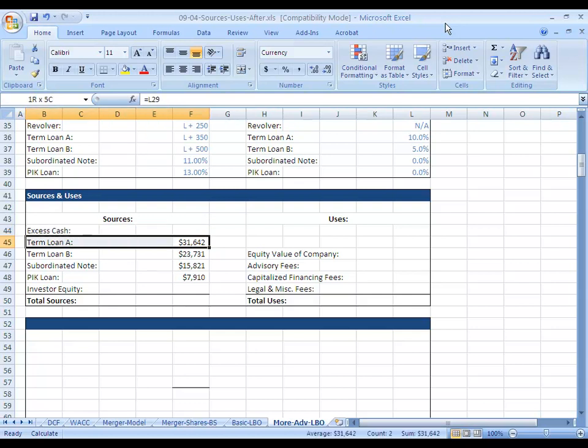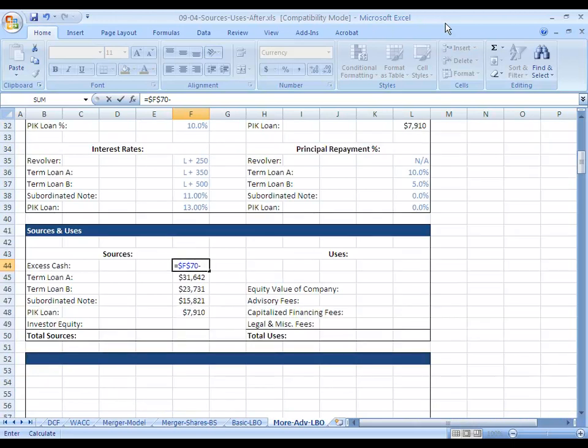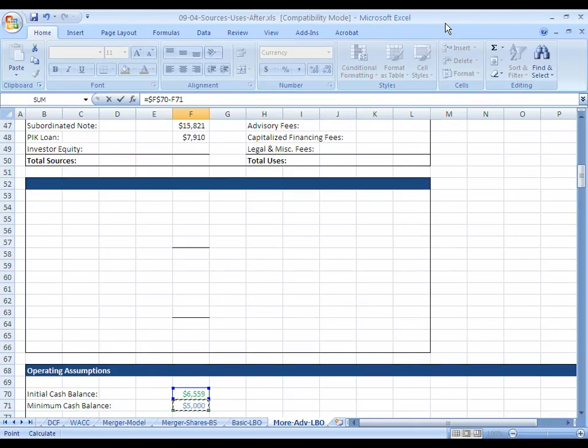And remember that with the debt as well, these are all the company's responsibility to repay. So it's not really that unusual. We're just assuming that they have a responsibility to repay debt, and they also have a responsibility to use some of their excess cash toward the transaction price. So for this number, I'm just going to go down to our operating assumptions, take the initial cash balance, anchor that, and then subtract the minimum cash balance.